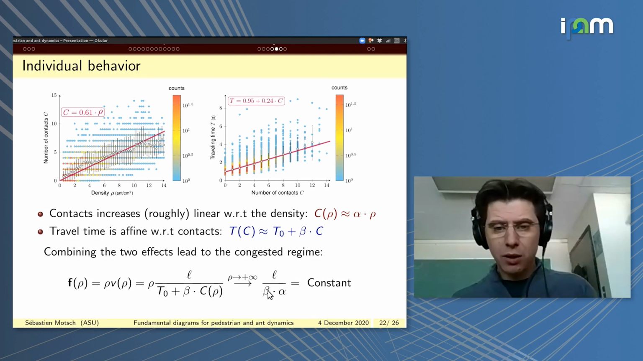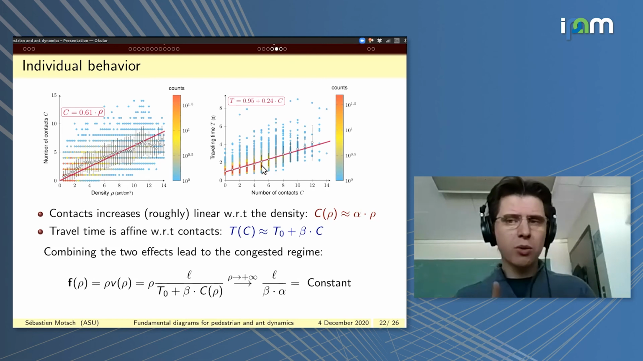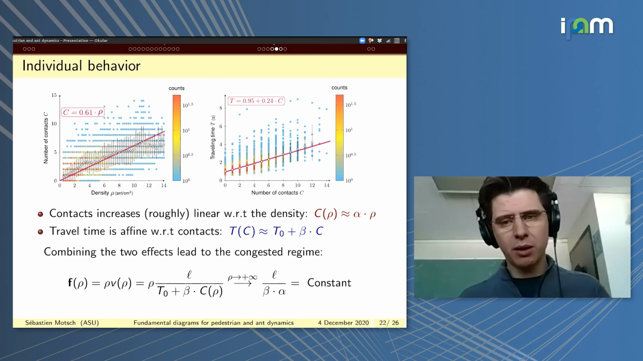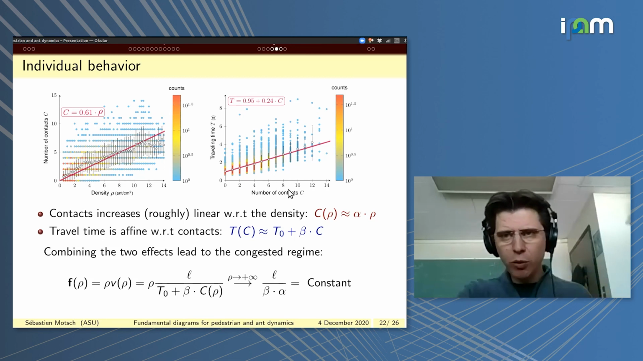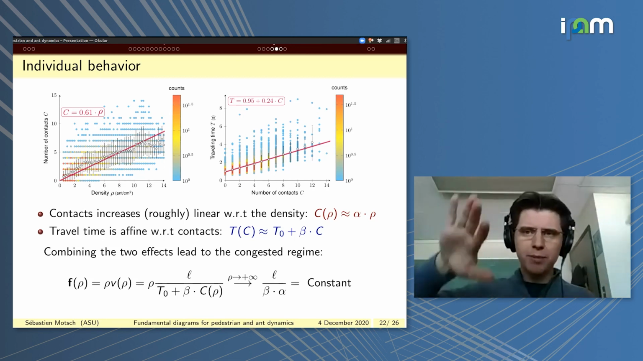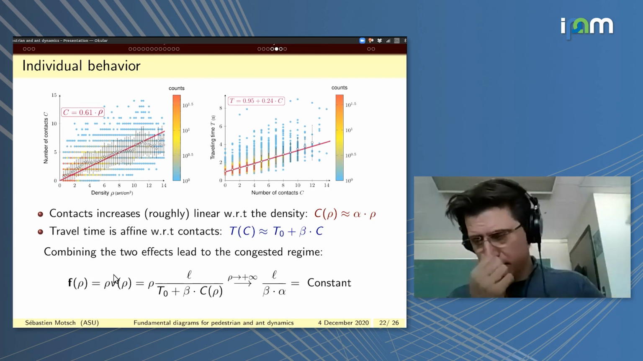So it's nonetheless already remarkable that the number of contacts only increases linearly with respect to the traveling time with respect to contact. There's no feedback loop where you would expect something to blow up. It's just linear. We've already explained this congested regime.